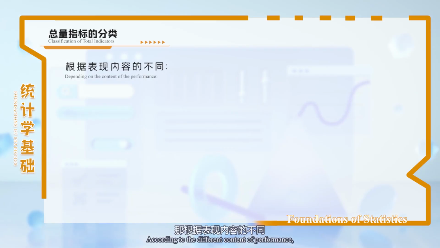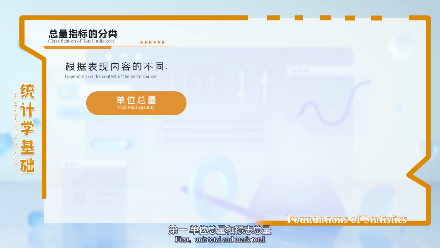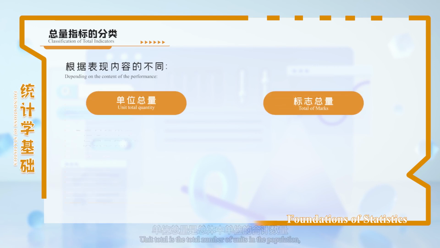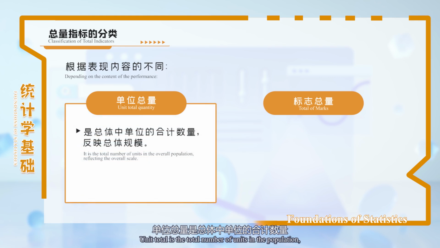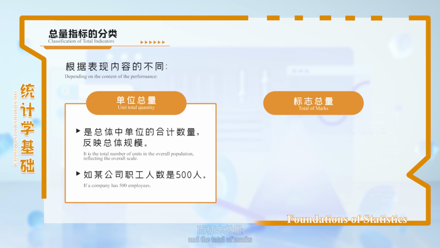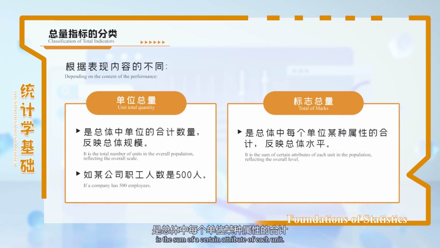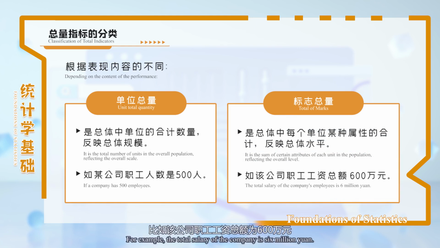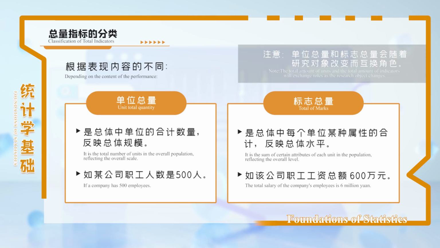According to the different content of performance, they can be divided into 2 categories. First, unit total and mark total. Unit total is the total number of units in the population, which reflects the overall size. For example, the number of employees in a company is 500. The total of marks is the sum of a certain attribute of each unit, reflecting the overall level. For example, the total salary of the company is 6 million yuan. Please note that unit total and mark total will change roles with the change of the research object.